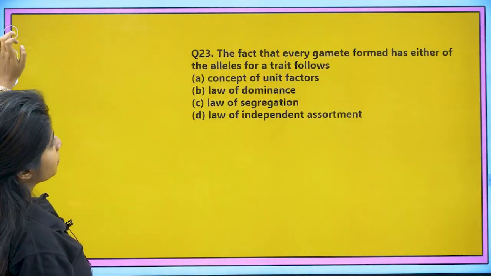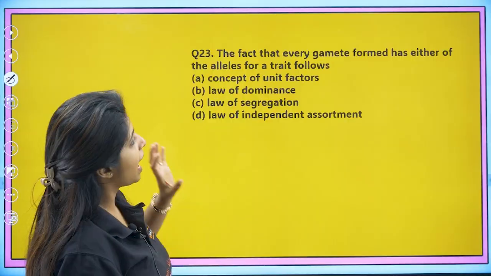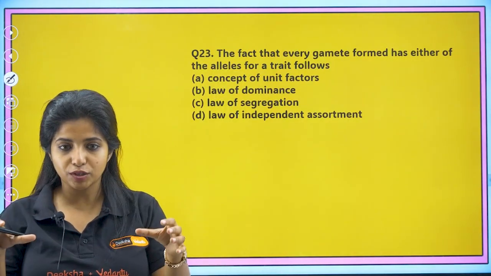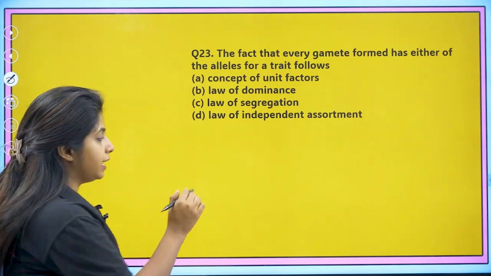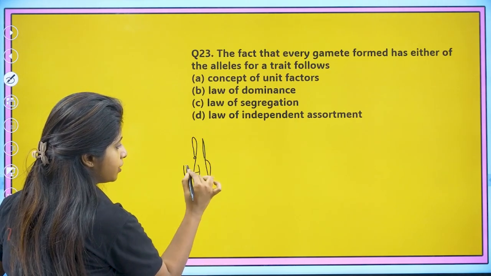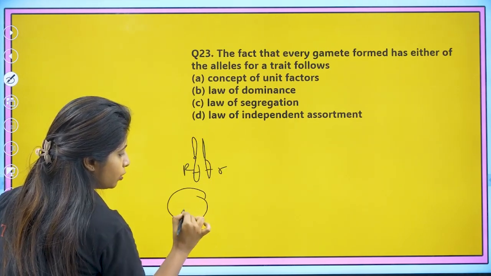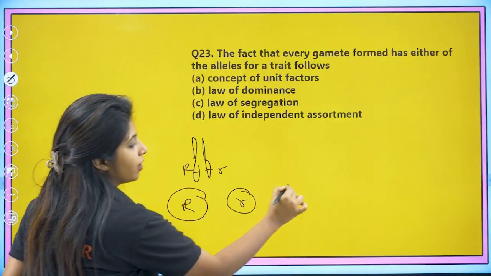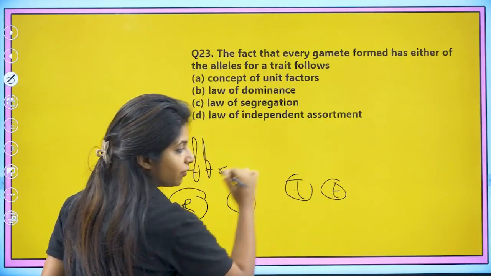Yes. Okay. The fact that every gamete formed has either of the alleles for a trait follows that whenever a gamete is being formed, it will at least have one allele. For example, if I take this capital R, small r. So, whenever a gamete is formed, you write like this, capital R or small r, right, or capital T and small t. It will definitely have one.